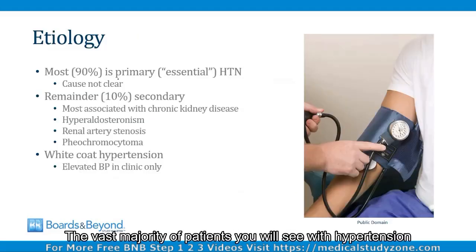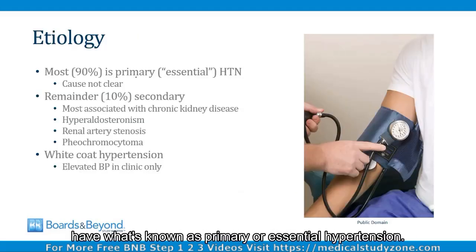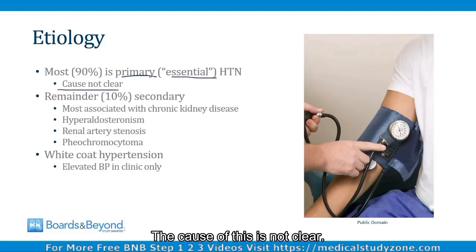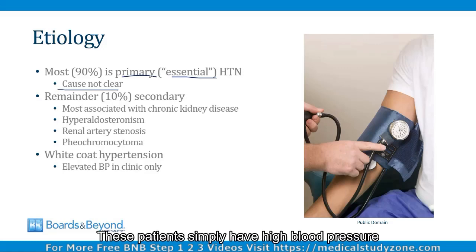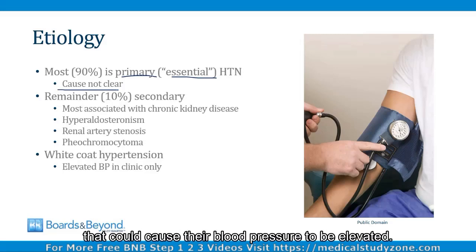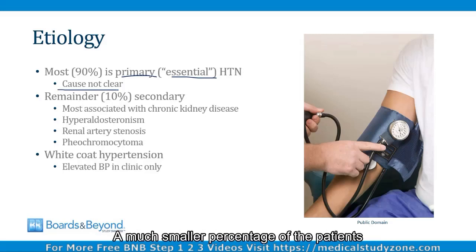The vast majority of patients you will see with hypertension have what's known as primary or essential hypertension. The cause of this is not clear. These patients simply have high blood pressure in absence of any other pathologic process that could cause their blood pressure to be elevated. A much smaller percentage of the patients you'll see with high blood pressure have blood pressure that is elevated secondary to some other pathology.